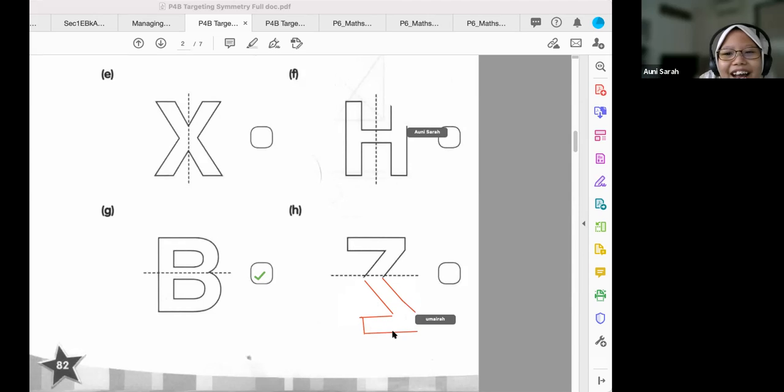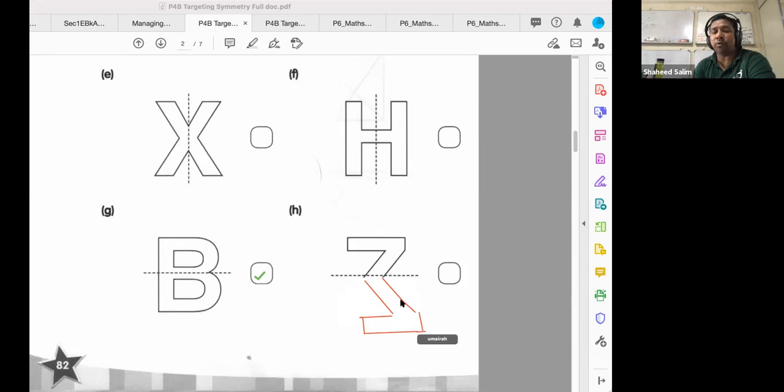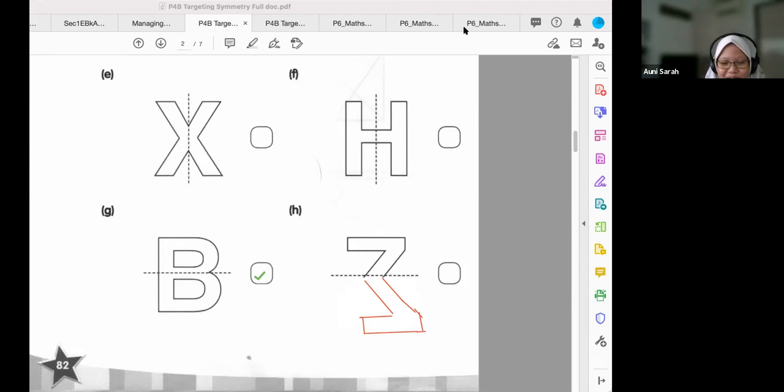She's drawing. I don't know how to do. Okay, more or less you understand, right? It's only supposed to be like that lah. Once you do Z, no, it's not. How can that be? Letter Z. Umaira, look at what you did. Yeah, now becomes Z cacat.